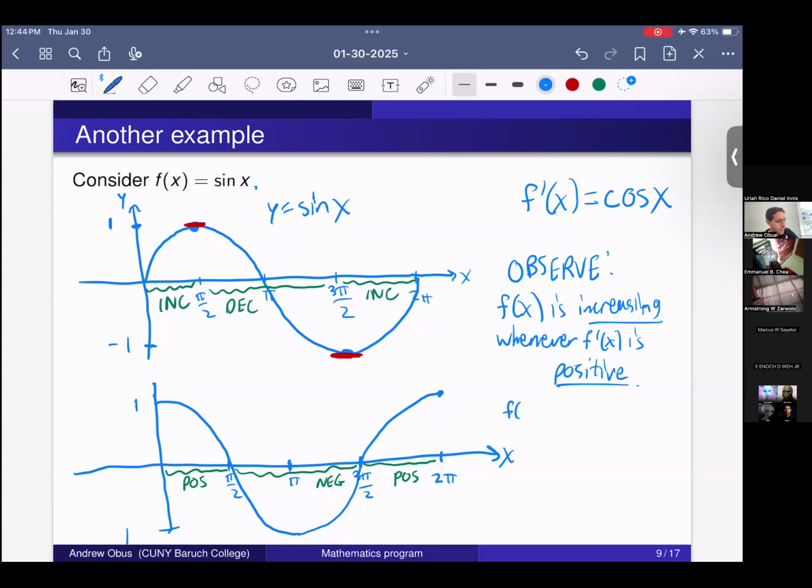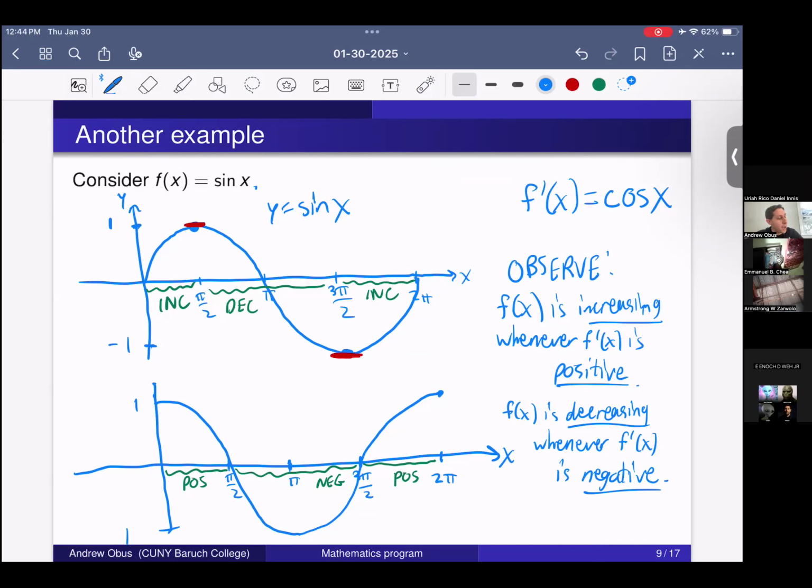And likewise, f of x is decreasing whenever f prime of x is negative. Okay, so this works in general. We saw it with f of x equals x squared, and now we're seeing it also with f of x equals sine of x. When sine of x is increasing, that corresponds to cosine being positive, and when sine of x is decreasing, that corresponds to cosine being negative.